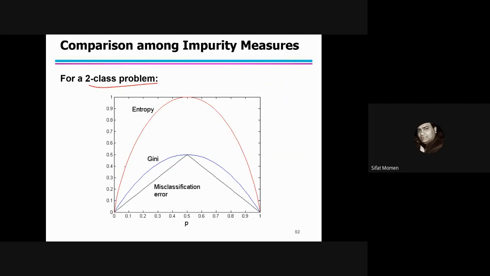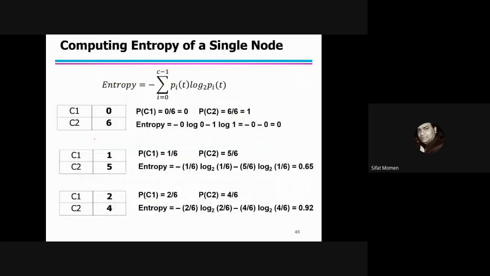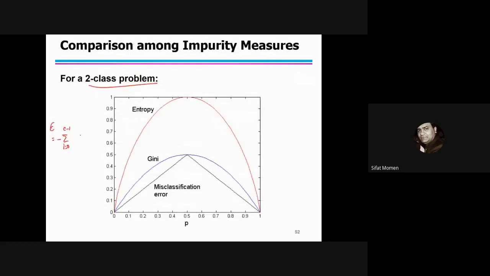Do you remember the entropy formula? It is minus the sum over i equals 0 to c minus 1, over all the classes that we have, of p_i times log base 2 of p_i. Probability p_i times log base 2 of p_i. That was the formula, wasn't it?